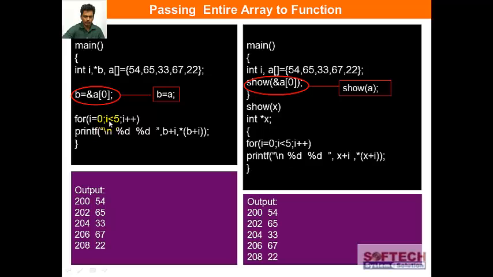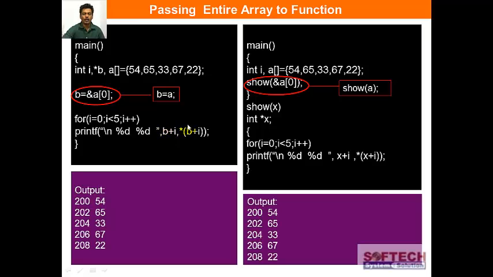Then the loop continues. The value of i is increased by 1. The new value of i is 1. 200 plus 1 is 202. If we add 1 with an address, it goes to the next location. If we add value 1 with an integer address, in this case the address is 200, then 200 plus 1 is 202, because it is an integer address. b is an integer pointer, so it holds an integer address.